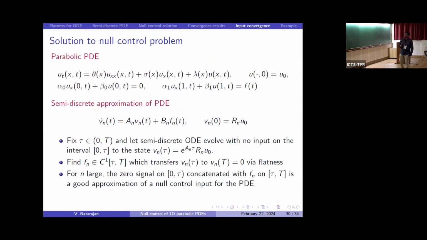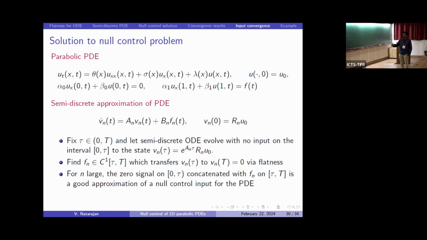Okay, so this is a quick summary of how the approach works. You take the parabolic PDE, which is given. You do semi-discretization, you get a semi-discrete ODE. You fix any tau on the interval 0 to T and let the semi-discrete system evolve with no input. Then it reaches some state v_n(tau), which is e^{A_n tau} R_n u_0. Now once it reaches this state, you choose an F_n, a smooth function, which transfers via flatness, like I have explained before.